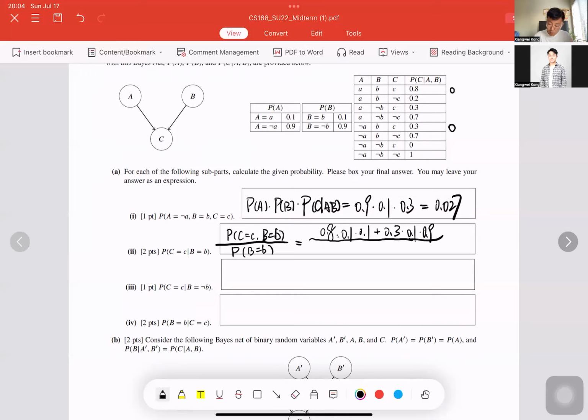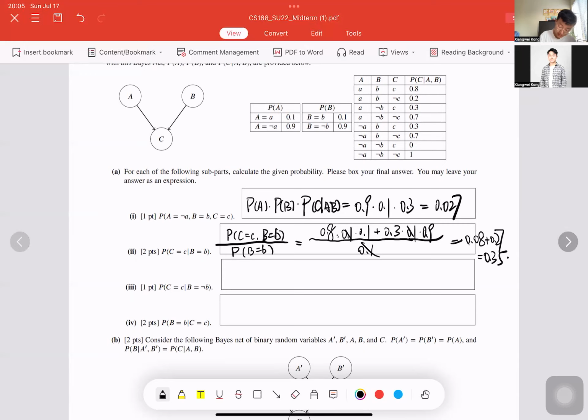and divided by, we should sum over all the values for A and C and just leave it with B equals b. So first we find all the assignments that have B equal to b. So this one, this one, this one. Oh, sorry, we just know B equals b, which is 0.1. So we just put it here. And so what we get is 0.08 plus 0.27, which is equal to 0.35.